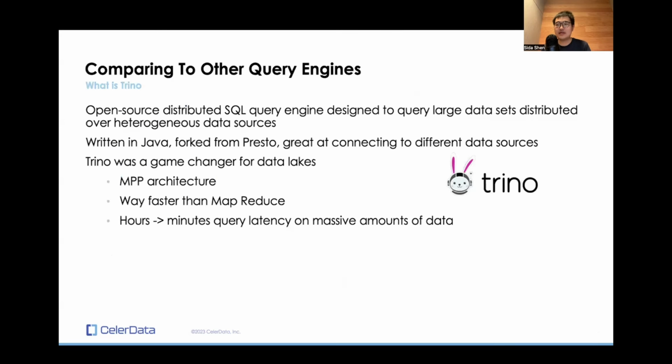So how does a purpose-built Lakehouse query engine compare to other query engines? Here we're going to use Trino as a comparison. Trino was a game changer for the data lakes. It has an MPP architecture and has the option to run everything in memory. It was way faster than MapReduce, reducing the latency from hours to minutes on a massive amount of data. But back then, we didn't really have a Lakehouse architecture, right?